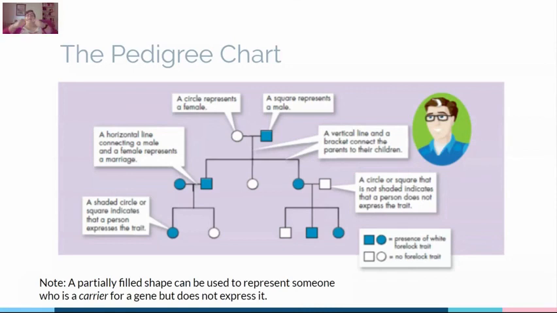And then the lines are showing relationships. So a horizontal line represents that these two people are a couple, that they have produced offspring together. And then a vertical line and a bracket coming down from it shows the offspring of that particular relationship.